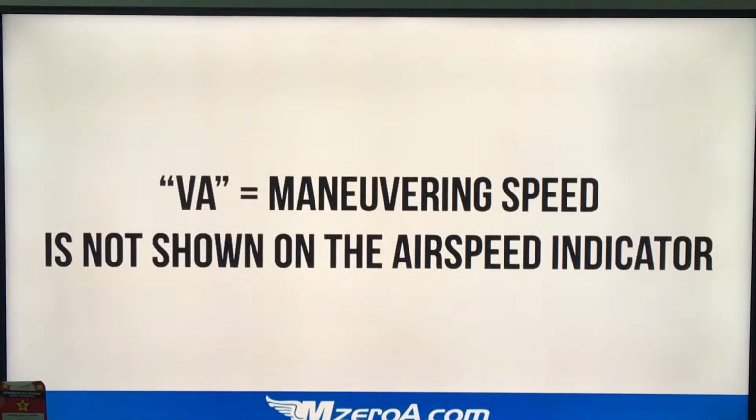VNE. Now, a popular written test prep question is, which V speed is not shown on the airspeed indicator? Well, that answer is VA. VA is your maneuvering speed, and your maneuvering speed changes with weight. Your maneuvering speed is the speed you want to be at when you go into your steep turns, your slow flight, and we're going to talk about that as we work into the flight maneuvers lesson. Your maneuvering speed is not pictured on your airspeed indicator because it changes with weight. No matter how heavy or how light the aircraft is, that maneuvering speed actually changes.